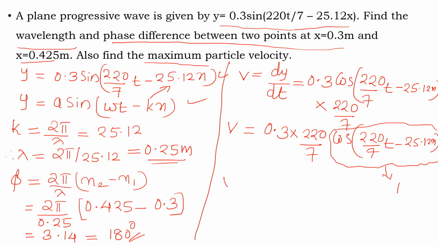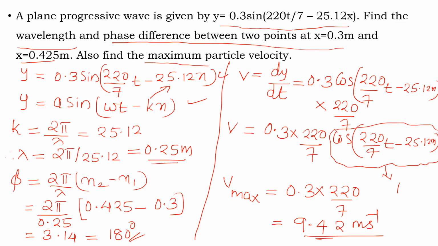Therefore, the maximum velocity Vmax is equal to 0.3 into 220 divided by 7. That is 9.42 meter per second. That is the maximum velocity.